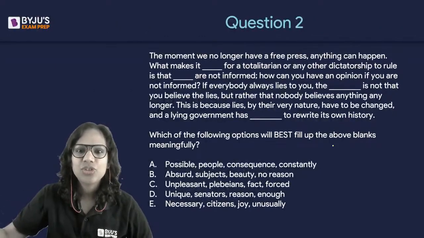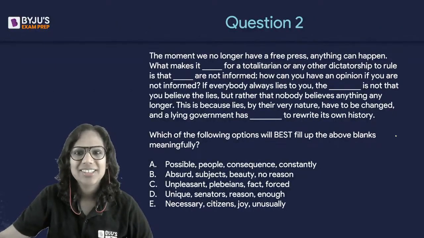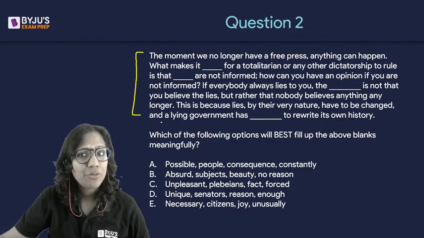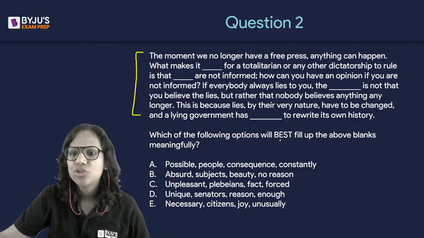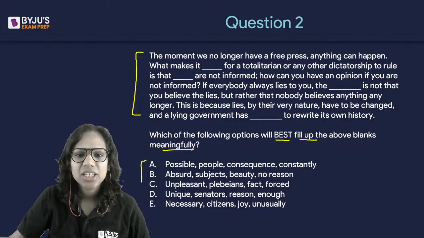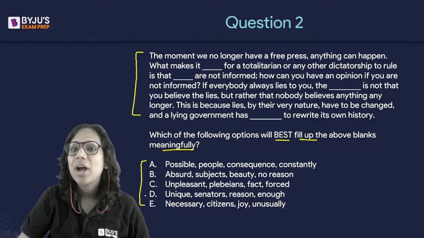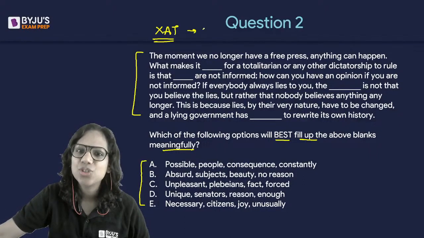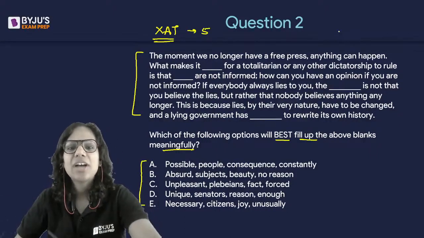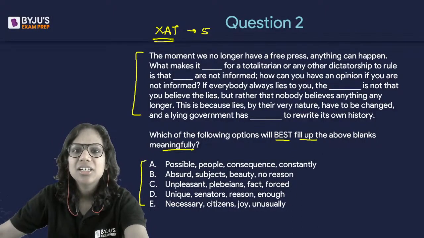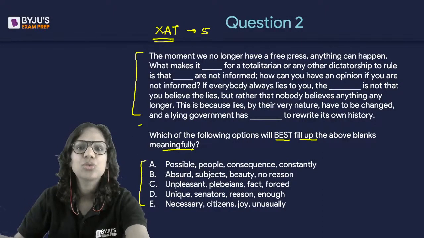Now this is question two, and here you have four blanks, right? So one paragraph of sorts is given to you. You have four blanks. Which of the following options will best fill up the above blanks meaningfully? And here you have five options. Why five options? Because this is a ZAT previous year question and ZAT gives you five options. So have a look at this and tell me what the answer should be. Read the surrounding words very carefully, read the entire paragraph and then go through the options.